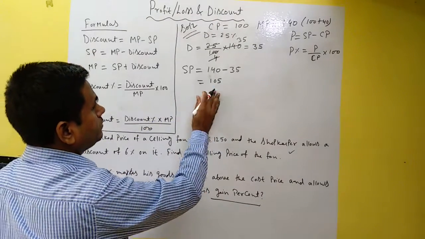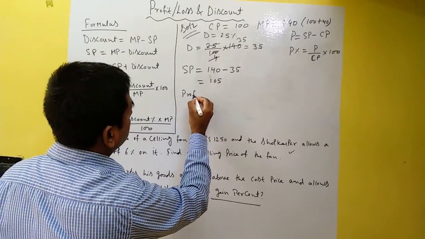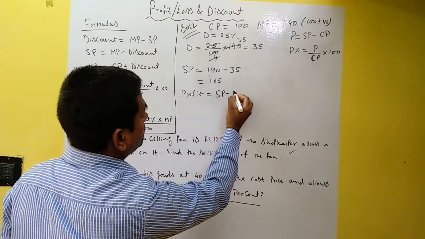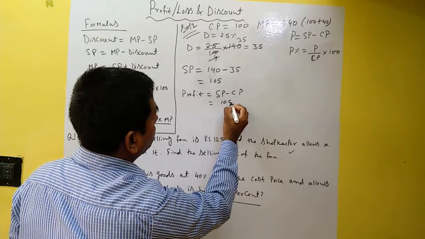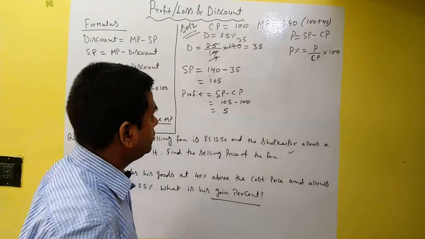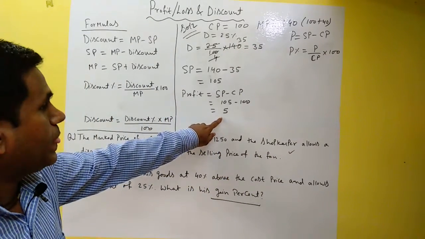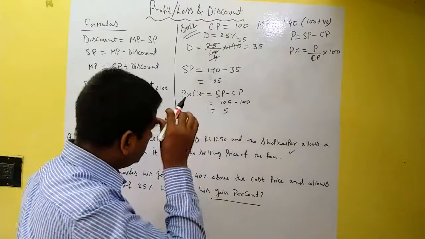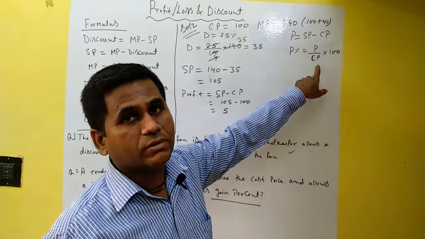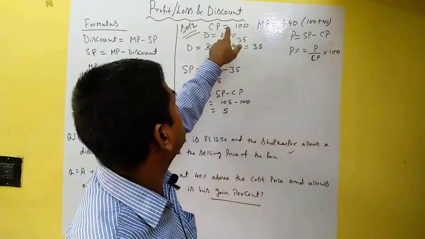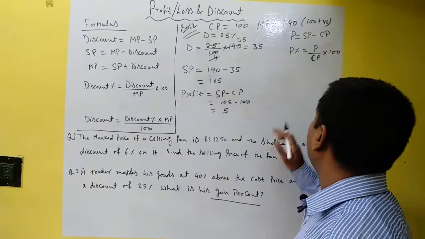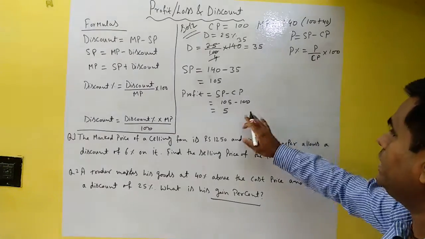Now with the help of selling price, we will calculate profit. Profit is equal to selling price minus cost price, which is 105 minus cost price 100. This will give you 5. Profit is 5. This is in rupees as well as in percentage, because it is out of 100. We know profit percentage is always calculated based on CP, cost price, and cost price is 100. So 5% is the gain percent.